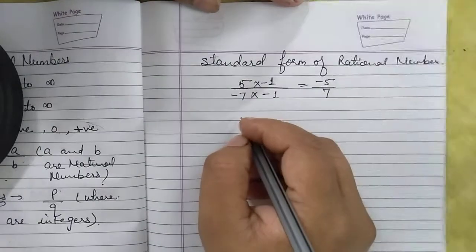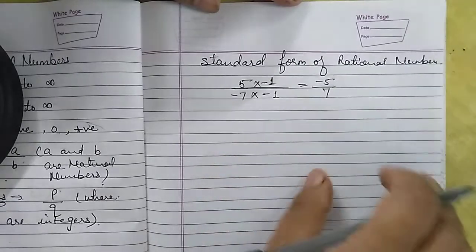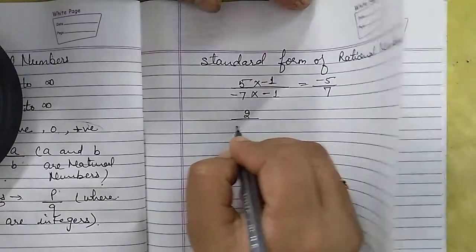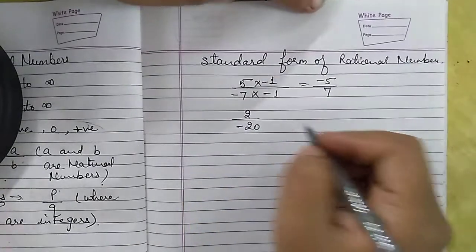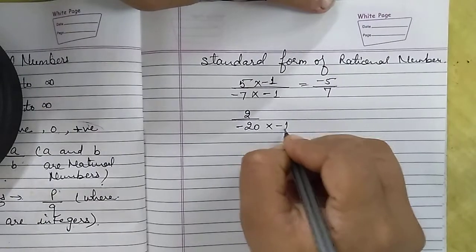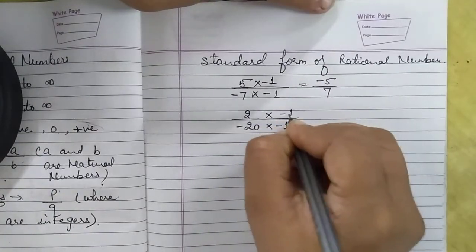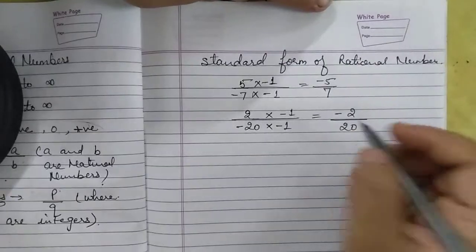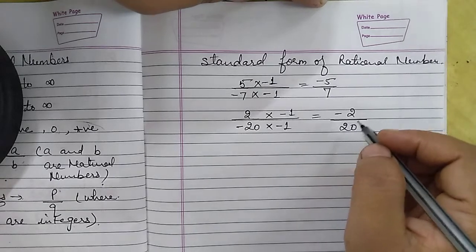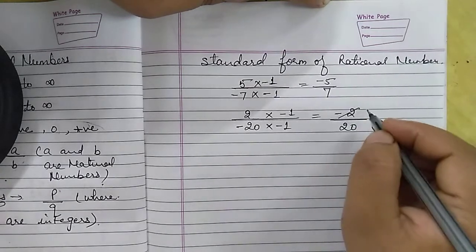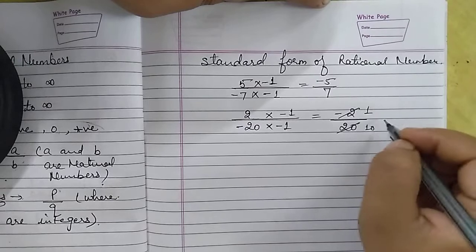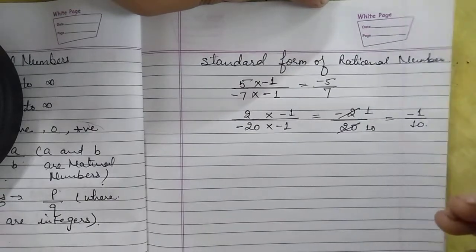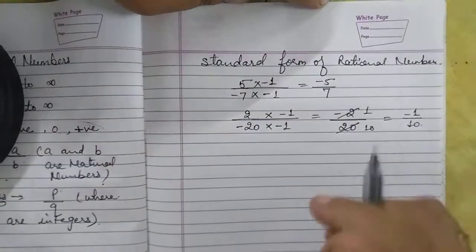And if they have any common factor, then we have to reduce to the lowest terms also, like 2 upon minus 20. First we will remove the minus sign from the denominator. For that we will multiply by minus 1, then it becomes minus 2 upon 20. Now 2 and 20 both have a common factor 2, so we have to reduce it to the lowest terms. 2 ones are 2 and 2 tens are 20. So minus 1 upon 10 is the standard form of this rational number.